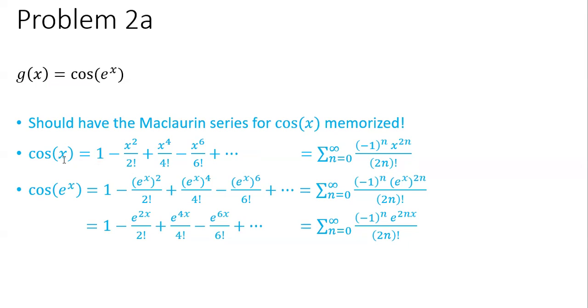We can treat it like a function. Instead of x, replace it with e to the x. So either in the expanded form or the summation notation, wherever there's an x, replace it with e to the x. Okay? So we can simplify this by properties of exponents. This is expanded form. And this is the summation notation over here. So this is the Maclaurin series for cosine of e to the x.